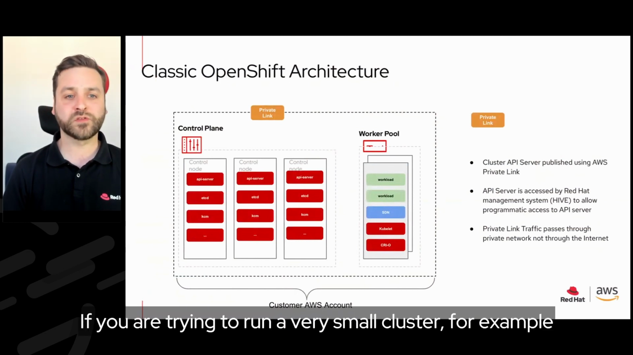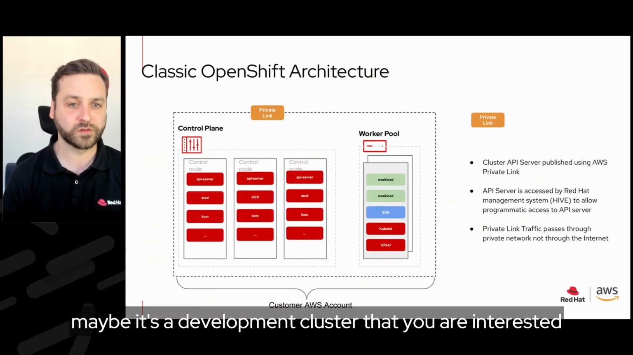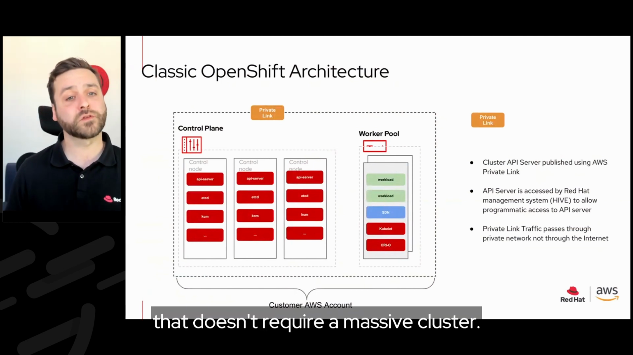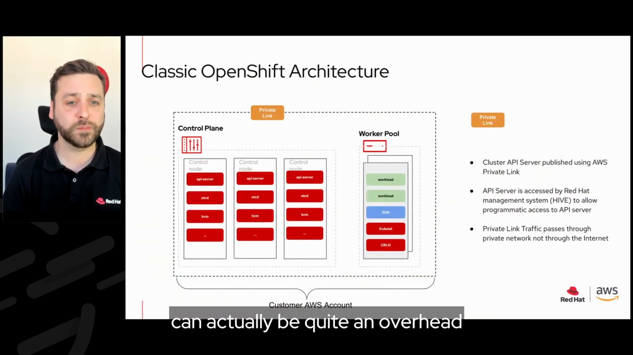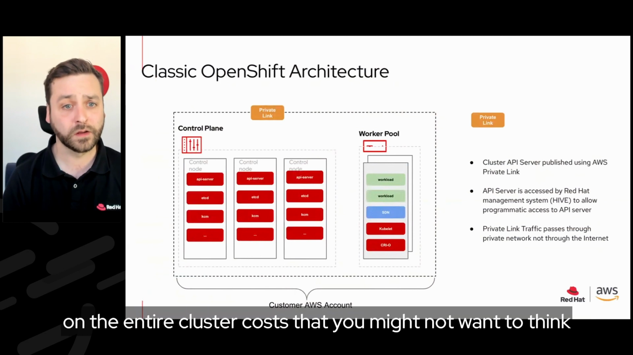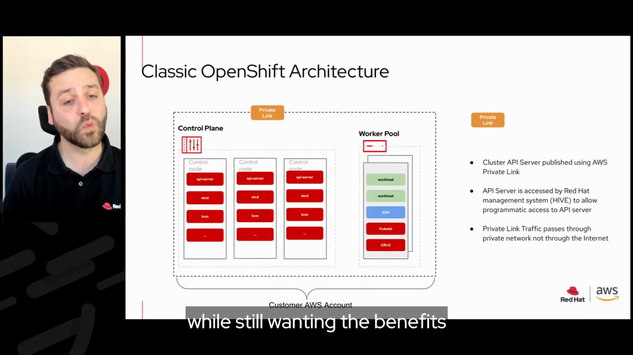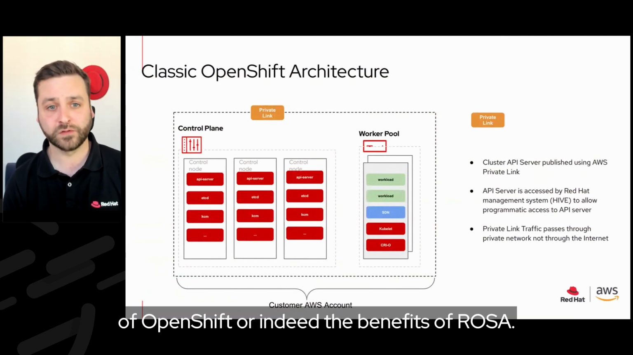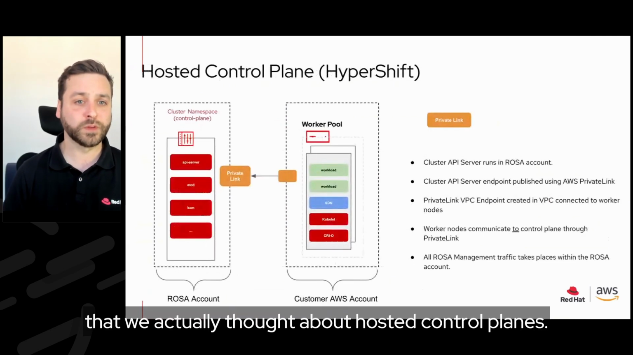If you're trying to run a very small cluster, for example, just 2, 3, 4 nodes, maybe it's a development cluster that you're interested in spinning up, or you just have something small that doesn't require a massive cluster, these master control plane EC2 nodes can actually be quite an overhead on the entire cluster costs that you might not want to think about, while still wanting the benefits of OpenShift, or indeed the benefits of ROSA. And it was with this that we actually thought about hosted control planes.